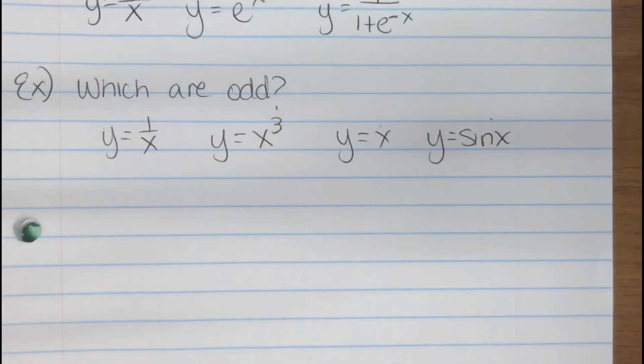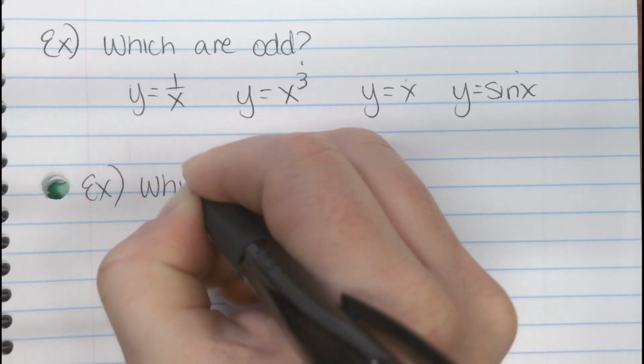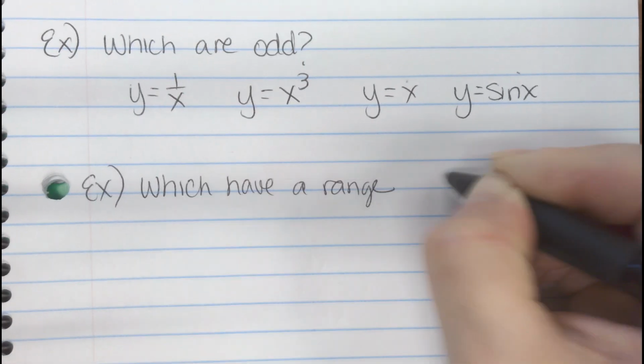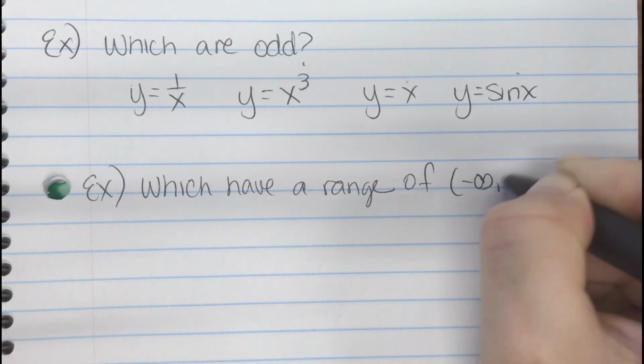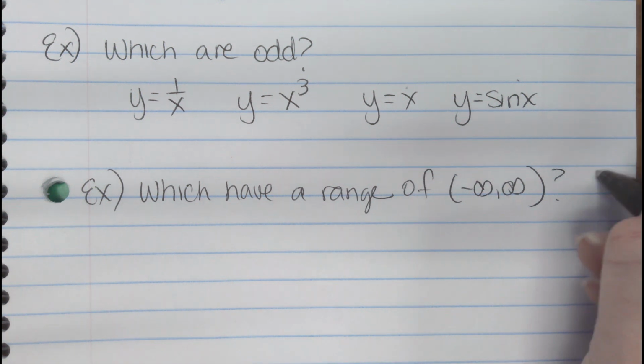There are 3 functions that have a range of negative infinity to infinity. Which of them have a range of negative infinity to infinity? There's 3.